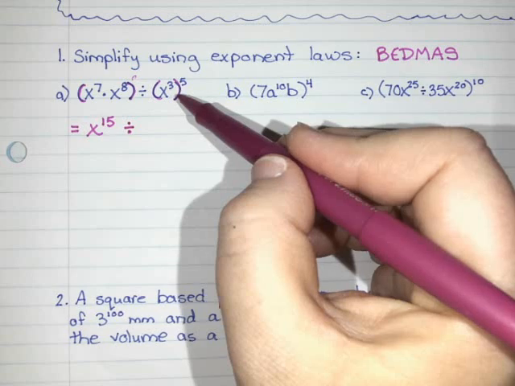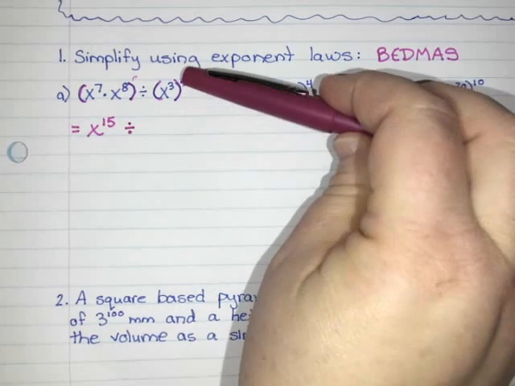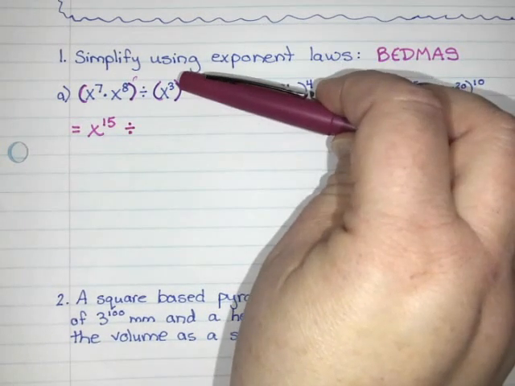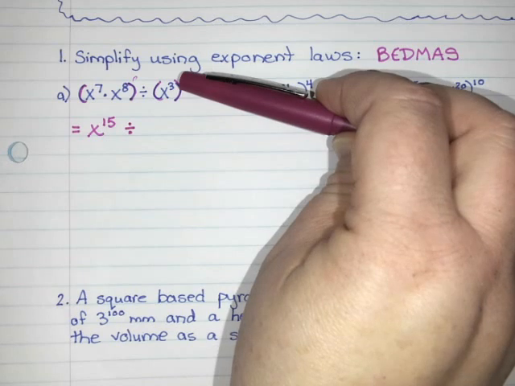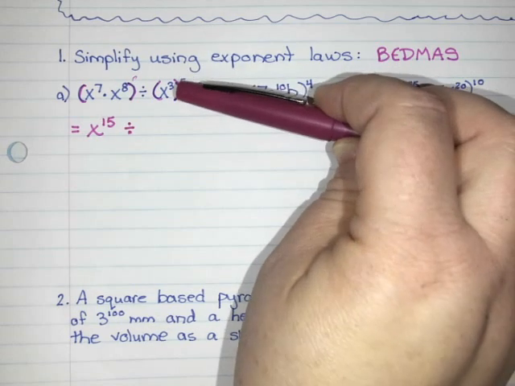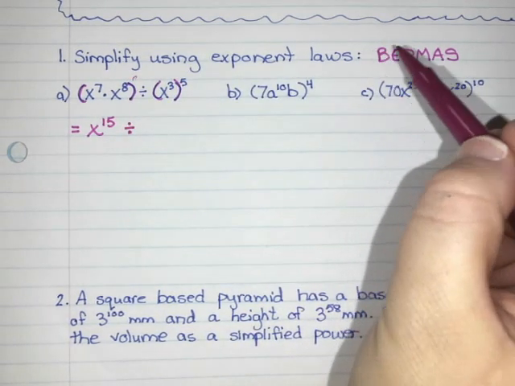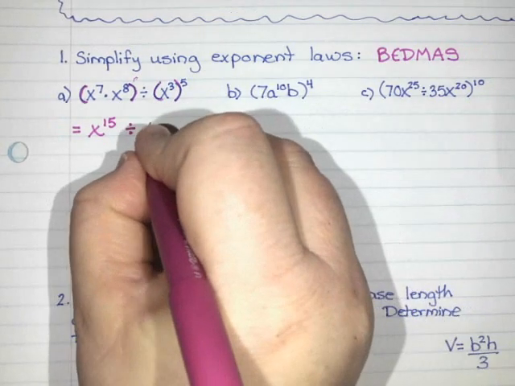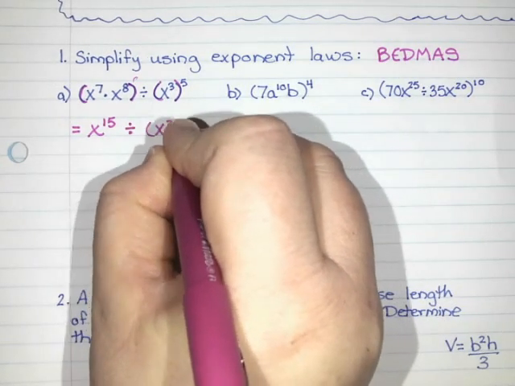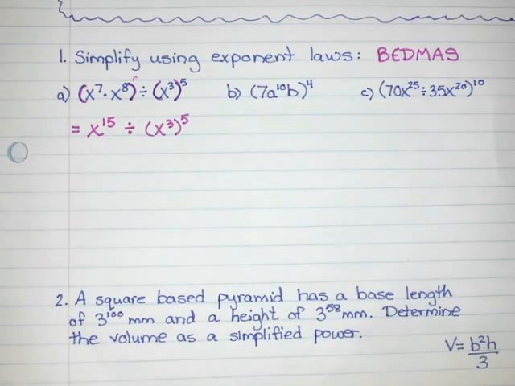Now I do have another bracket here. Inside the bracket, I just have x to the power of 3. I don't have any multiplication or division inside of there, so I don't really have anything to do. So even though there is a bracket there, it doesn't really count as a bracket when we're doing BEDMAS. So this is going to be x to the power of 3 to the power of 5.